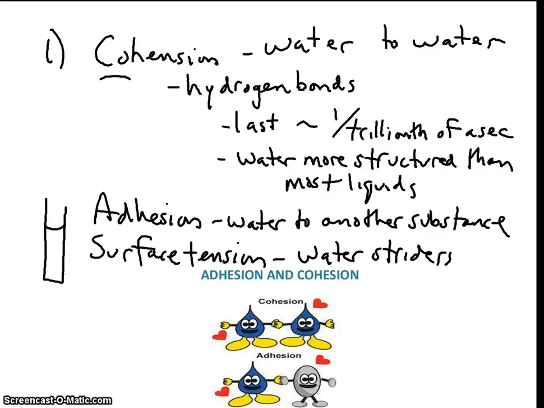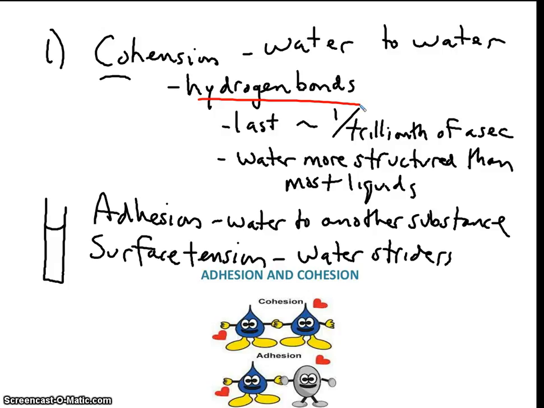So the first property we talked about real quick is cohesion. So this is water to water, and it's caused by hydrogen bonding. They last less than a trillionth of a second, but they still give a little bit of cohesion, a little bit of attractiveness to them. And so water's more structured than most liquids.